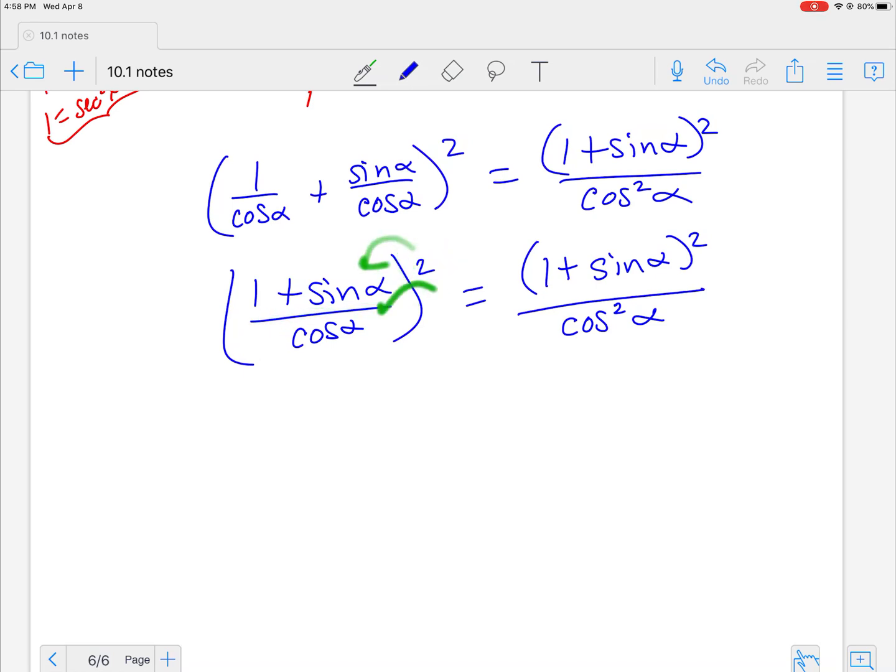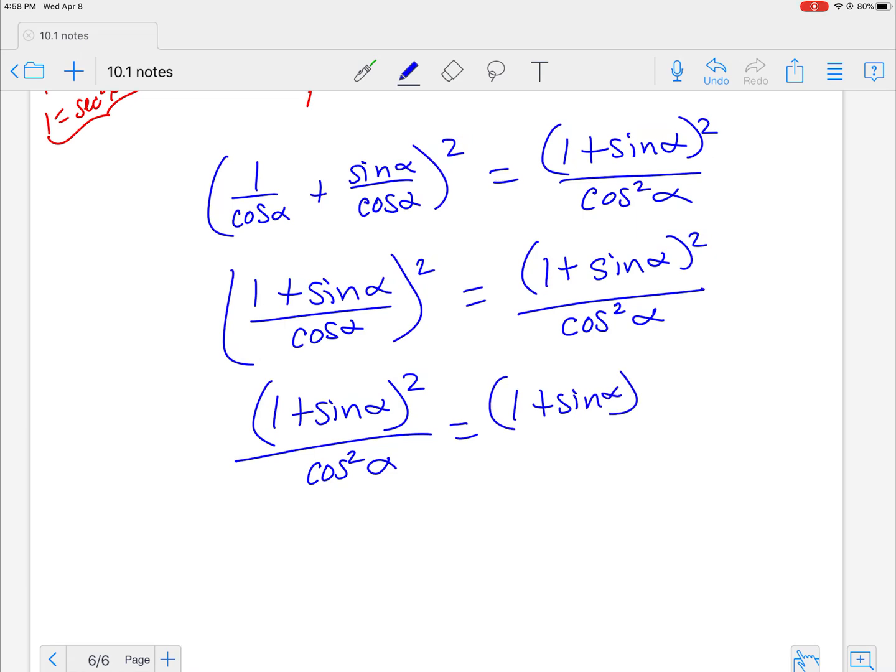And honestly, I'm okay with you going straight to the answer at that stage. But I'm going to write out this extra step because I want to make sure that you can really see this algebra. When you have a rational expression, your exponent goes to both the numerator and the denominator. That's basic algebra rules, all right? So I now have 1 plus sine alpha, the quantity squared, over cosine squared. And there it happened.